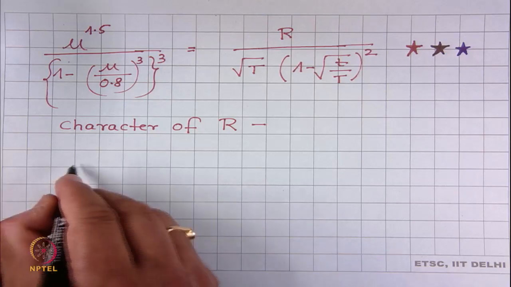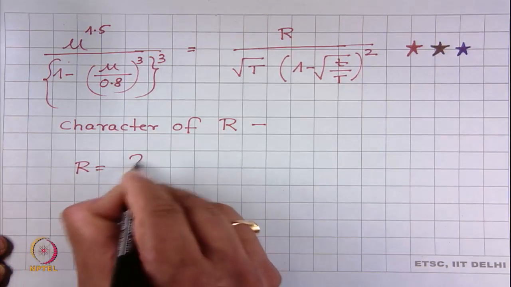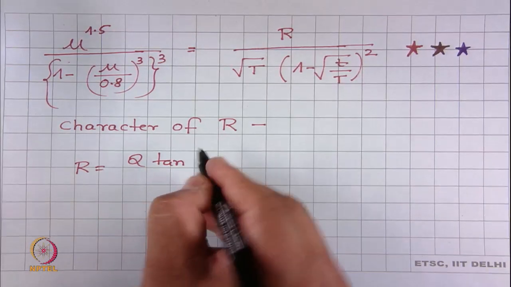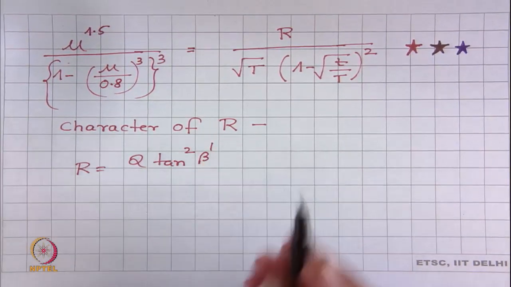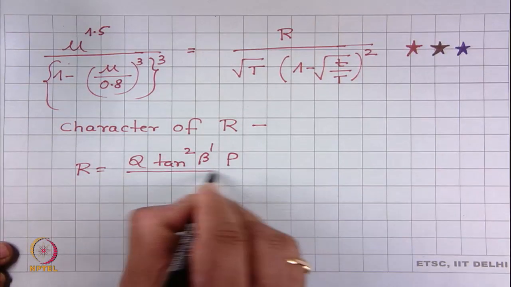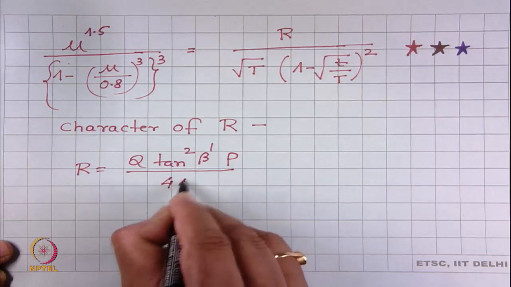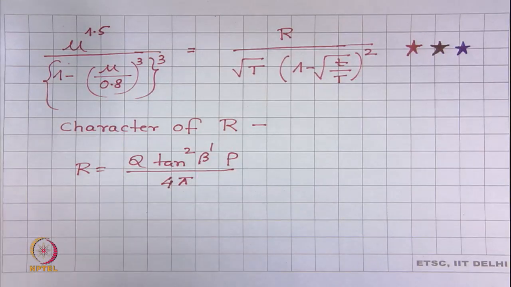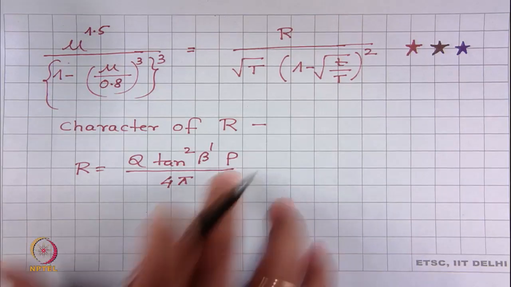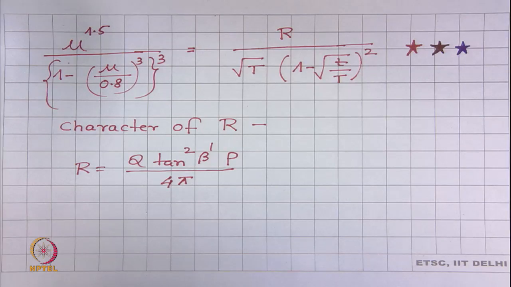What is R? R is Q tan square beta prime into fiber density by 4 pi. This 4 pi is constant, and Q is a parameter, rho is constant for a given fiber, and tan square beta prime.